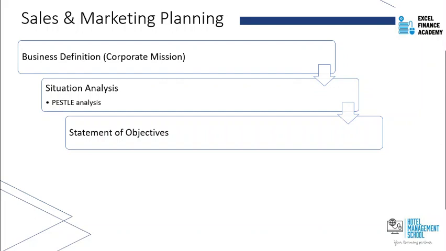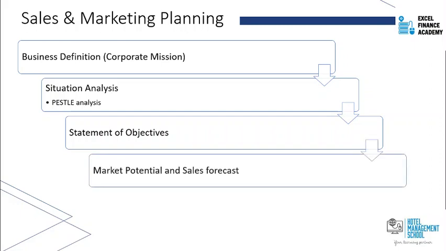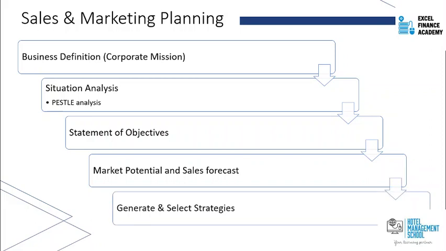Then after we do the situation analysis, we understand what our objectives are. What do we want to achieve after we have done the analysis of the market, of the competition? What is our objective? And then we do potential. How are we going to assess the market potential? What is the total market potential? What is the forecast? And then we generate and select the strategies.